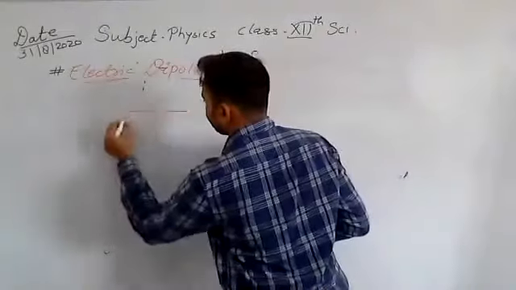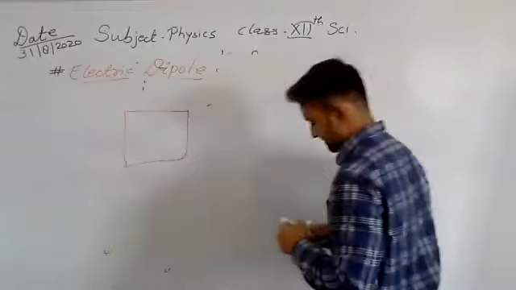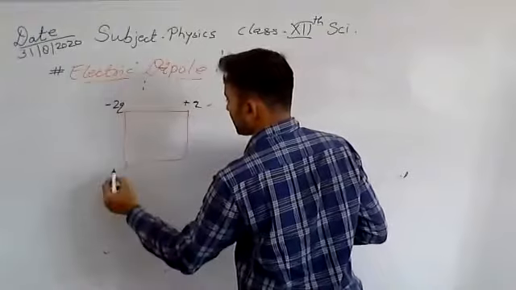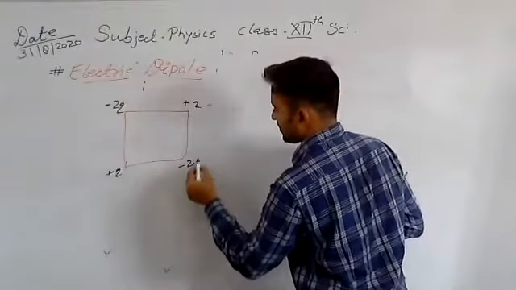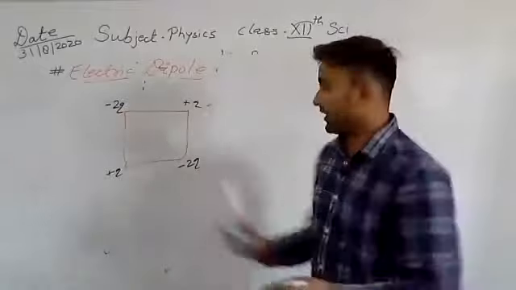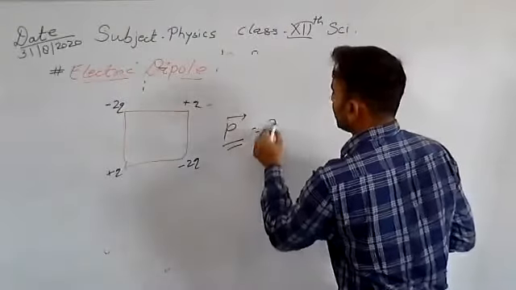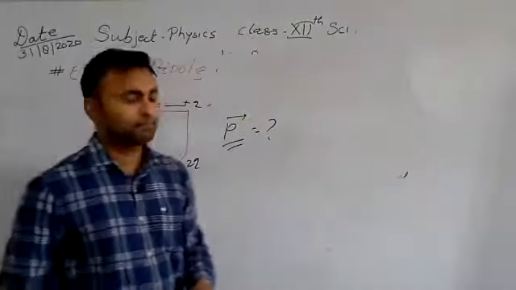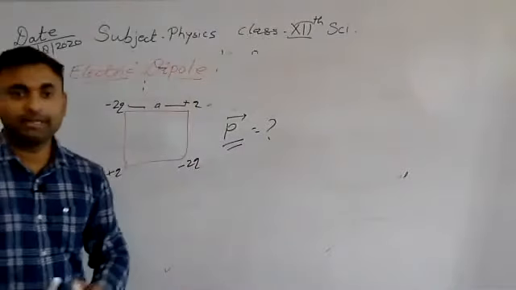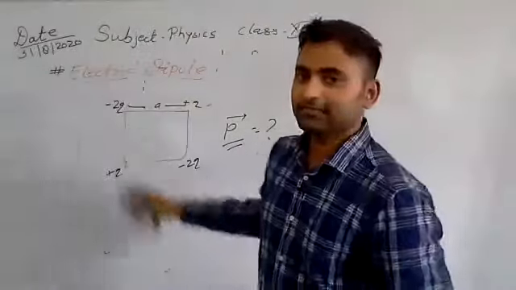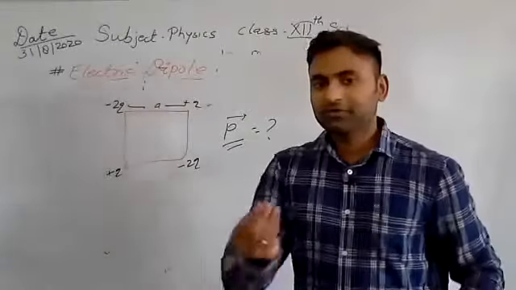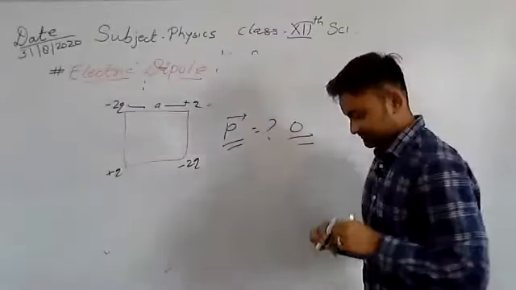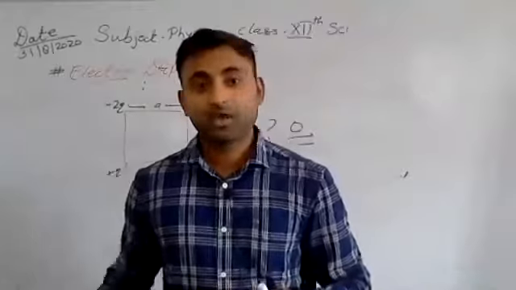Let us say this time I have a square and I have placed minus 2q, plus q, plus q, minus 2q. What will be the dipole moment here, given that the side of the square is A? It is very easy. You can answer it within a fraction of a second. Why? Because it will be 0. Why will it be 0?